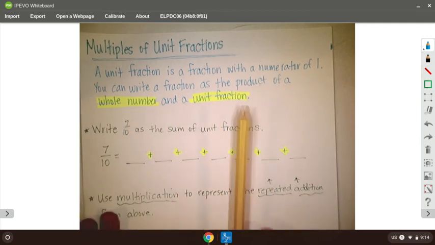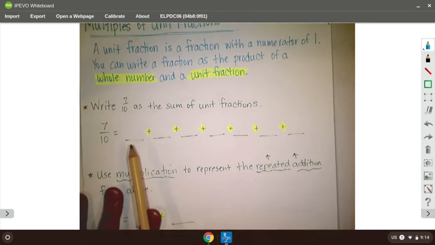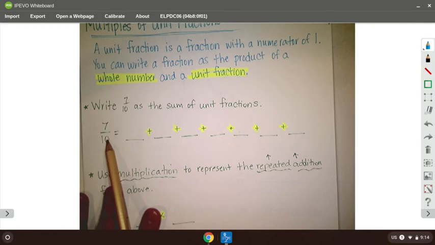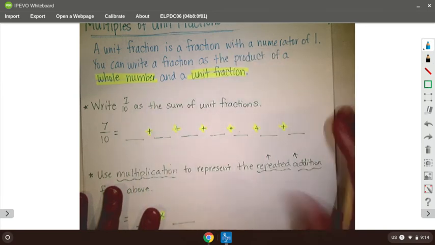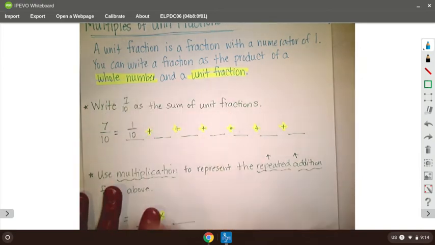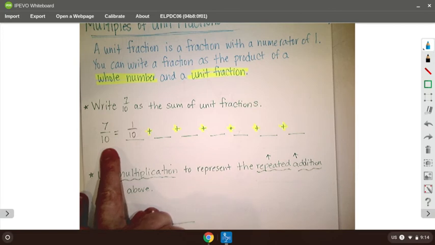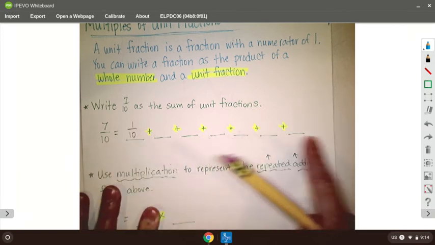Okay, so we're going to start by going back to what we did in the last chapter when we took apart a fraction and we showed that it's the same thing as adding a lot of unit fractions, right? So we know that unit fractions are the fraction that has a 1 on top and then whatever denominator we're dealing with. So here we're dealing with tenths. 7/10 is equal to what addition sentence, right?